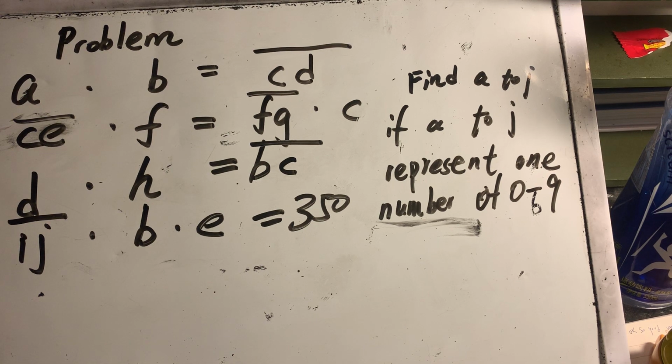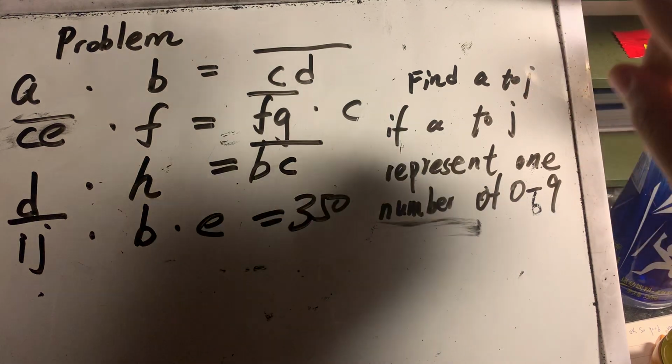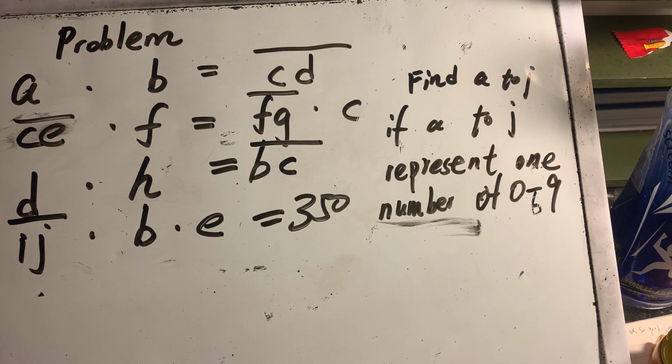This week we are going to talk about a problem. Find A to J if A, B, C, D, up to J each represent one number from 0 to 9, and each letter has to be a different number. So this means we can't make A 3 and B also 3. Now we are going to do this problem.